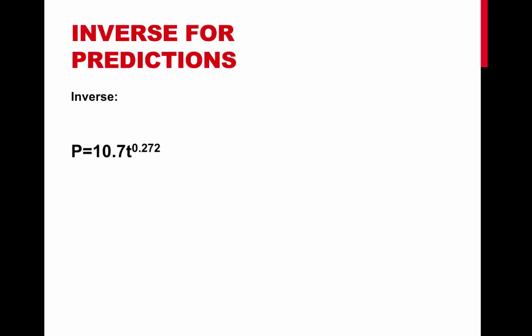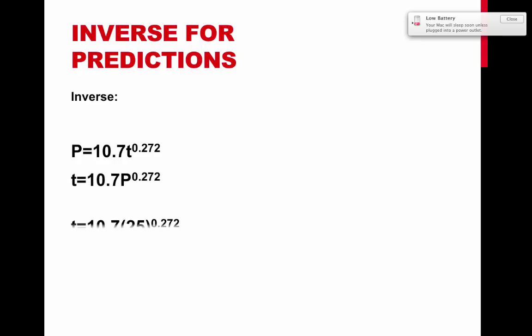First, in finding the inverse, here's our original equation. We switch P and T, that's just like x and y. So we get T equals 10.7 P to the 0.272. Typically we would solve for P, but in this case we're going to stop here because they tell us what the price is, and we're trying to predict something. So in this case, 10.7 times what? Well, the price they said was 25, so we're going to plug in 25 there. And then this is all just calculator work.